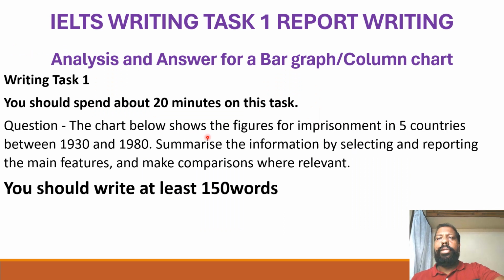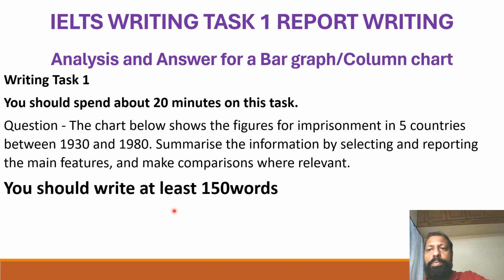Then coming to the question analysis and answer for a bar graph or column chart. So look at the typical way of presenting the question. Writing task 1. You should spend about 20 minutes on this task. The chart below shows the figures for imprisonment in 5 countries between 1930 and 1980. Summarize the information by selecting and reporting the main features and make comparisons where relevant. You should write at least 150 words.